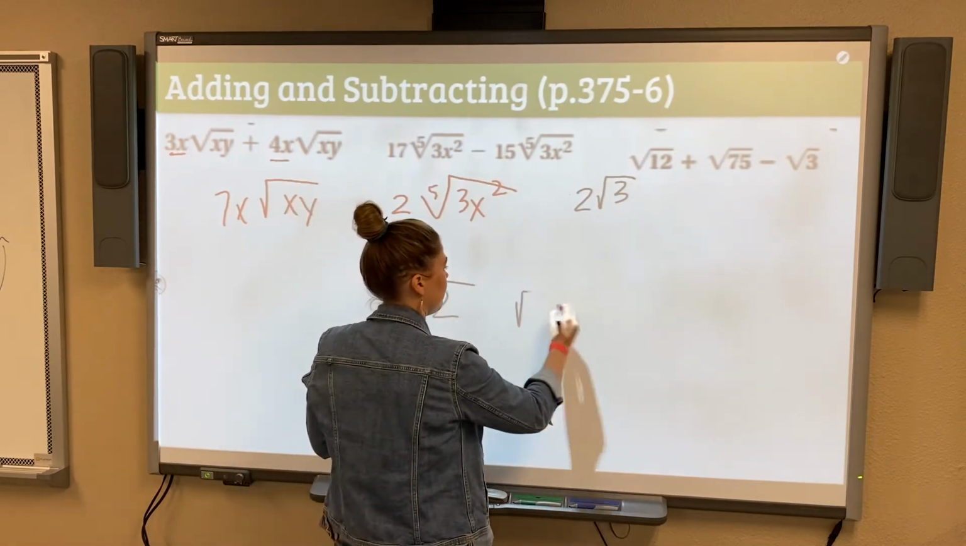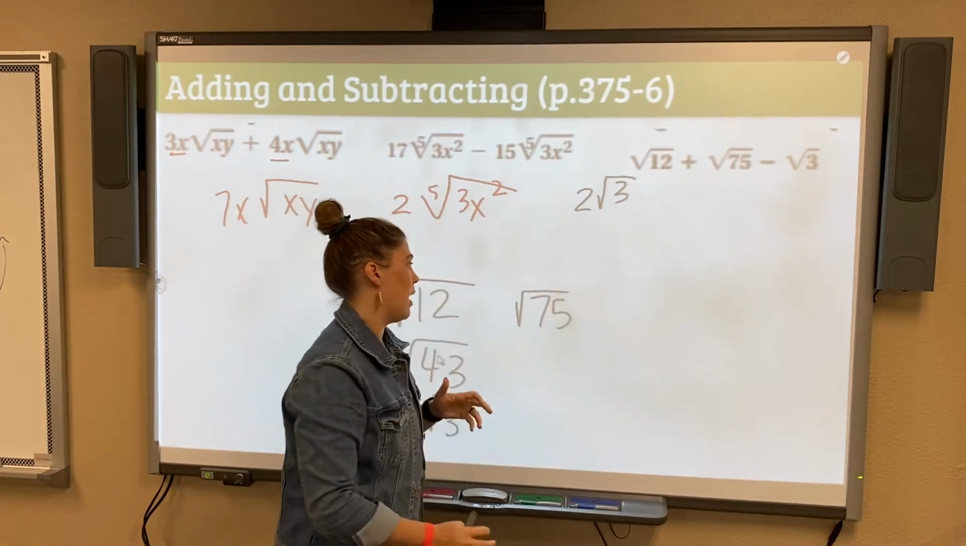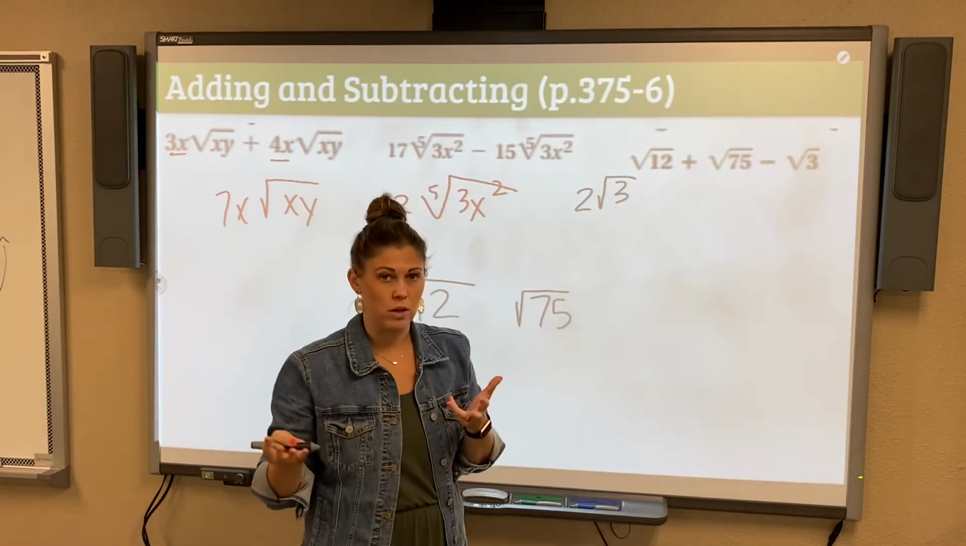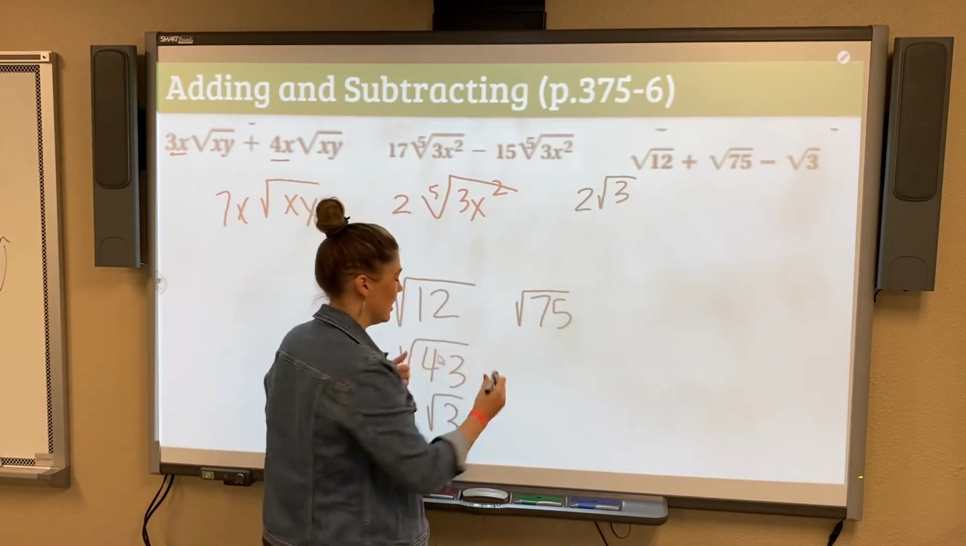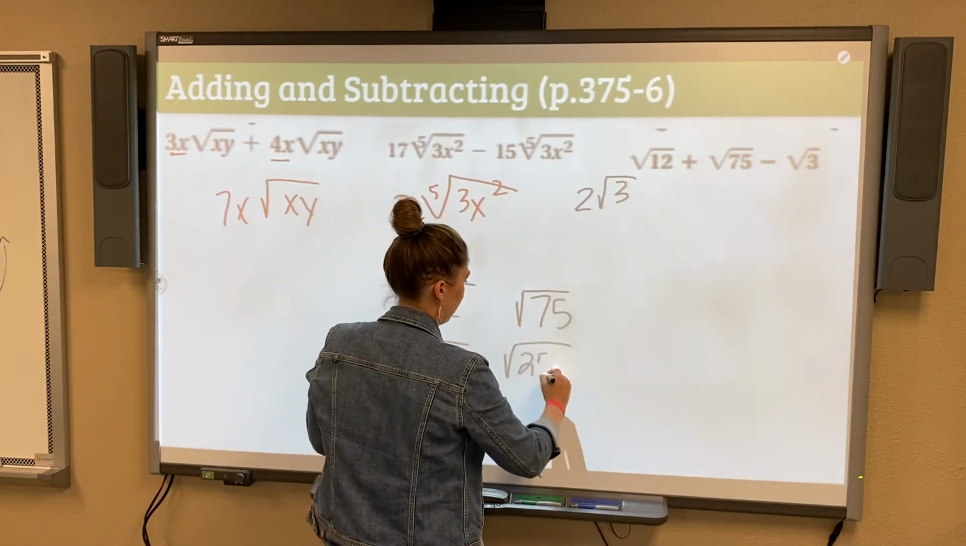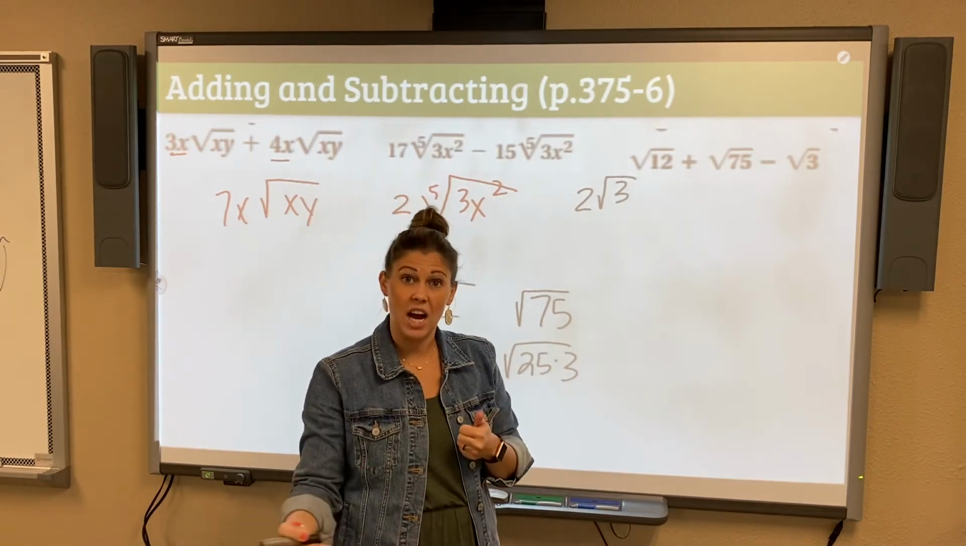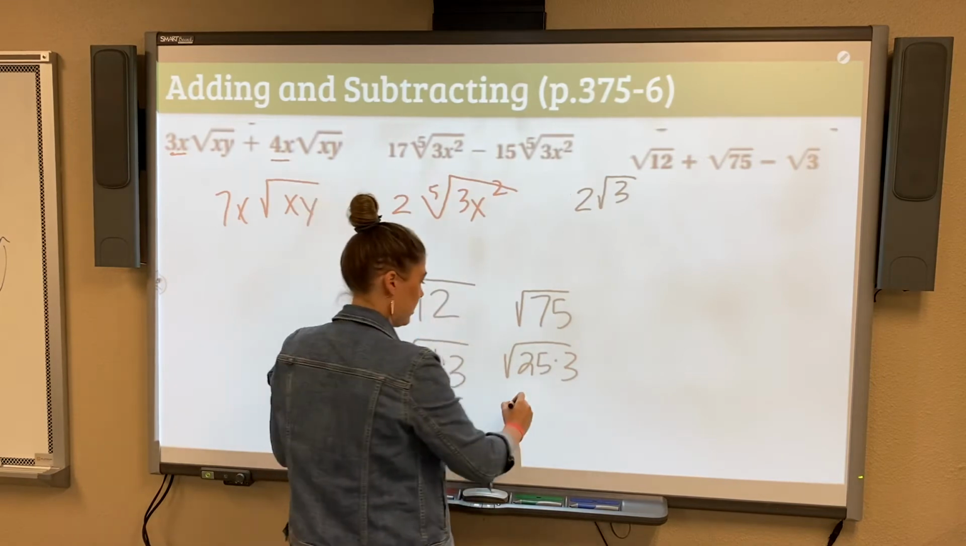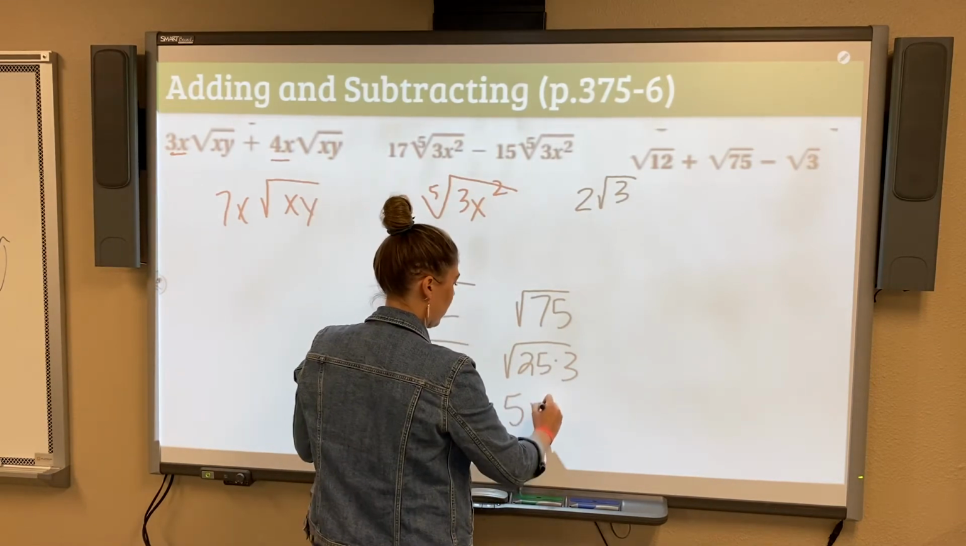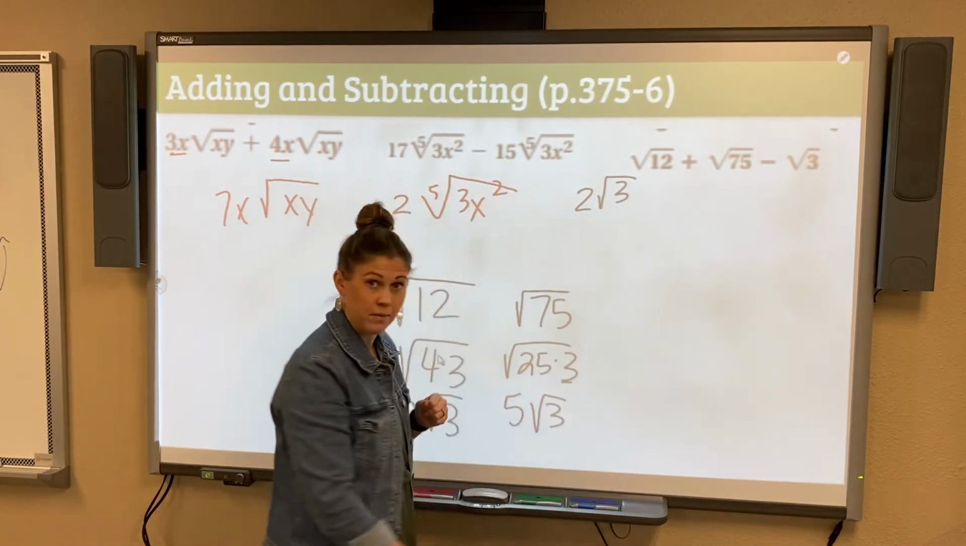So, square root of 75, okay? I always think of 75 as 3 times 25, right? Well, 25 is a perfect square. The square root of 25 is 5, so we pull that out front, so 5 square roots of what's left over, that 3.